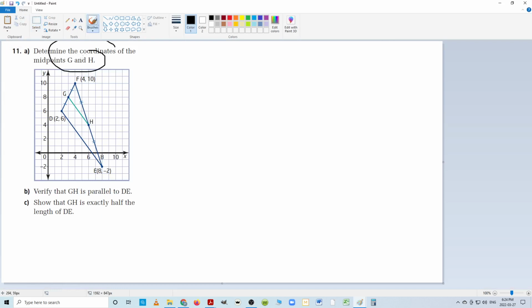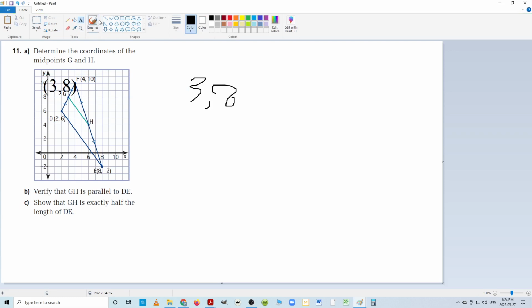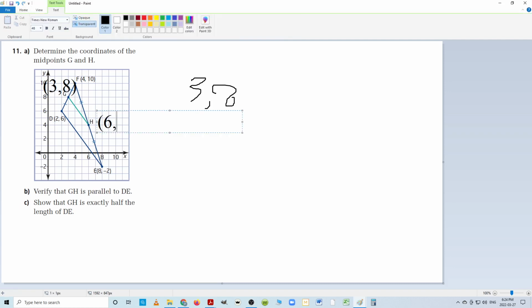So determine the coordinates of G. So 10 plus, I think that's 6. So it's going to be 8 for Y and 3. So 3, 8 right there. So I'm going to just mark it down. 3, 8. I did a quick midpoint. What about H? Well, okay, so 4 plus 8, half. 12, so it's going to be 6. And then 10 plus minus 2 is 8, half, 4. 6, comma 4. But notice I could have just found that from the graph.